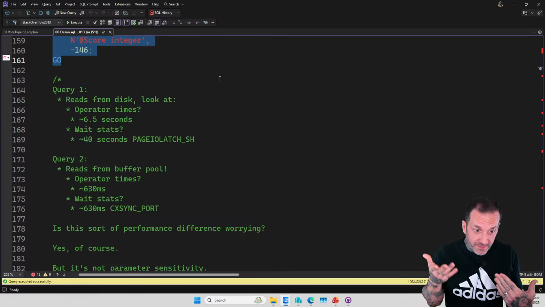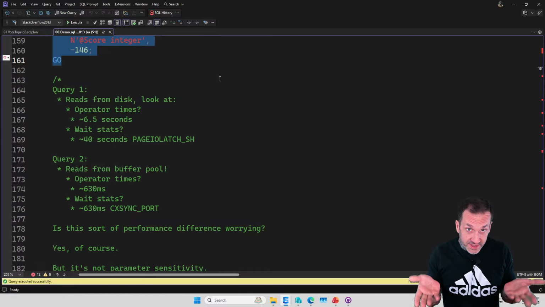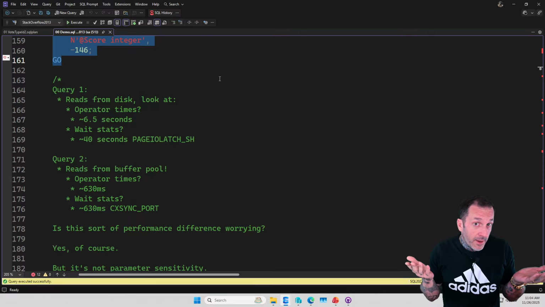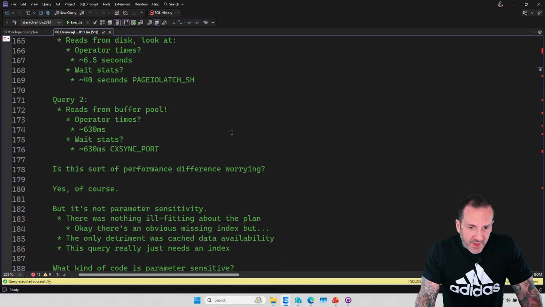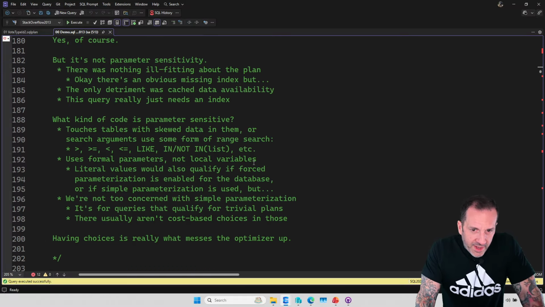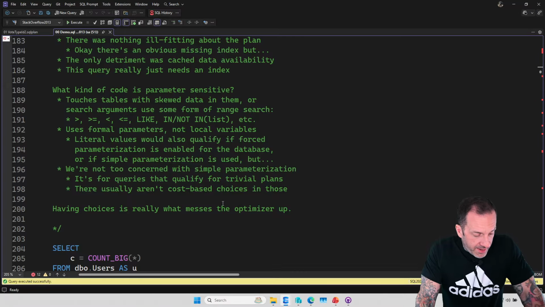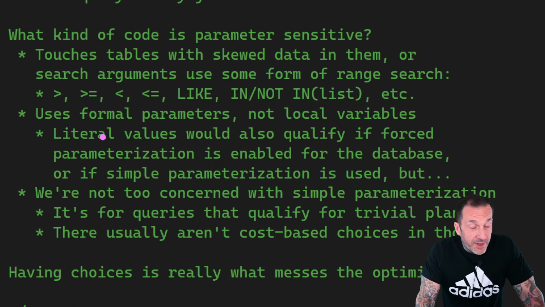Because that second query ran and it reused the same plan that the first one had, but it was a lot faster because the data was already in memory. So what kind of code is parameter sensitive, right?